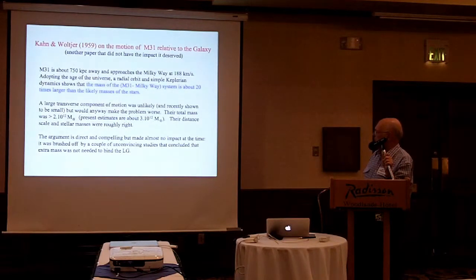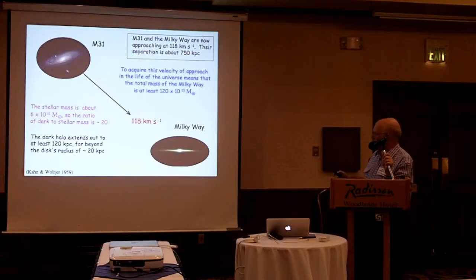It was brushed off by a couple of unconvincing studies that concluded that extra mass wasn't needed to bind the local group. So here's the picture, just the two galaxies approaching at 180 kilometres a second. Do the Keplerian dynamics, and you finish up with a ratio of dark to stellar mass of around 20. So you know what the stellar masses involved are, and this means you've got a dark halo going up to way past 100 kiloparsecs.